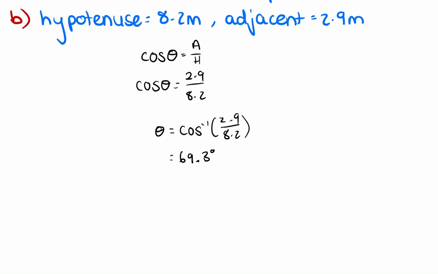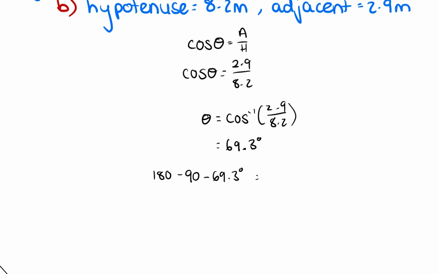69.3 degrees. Then to find my third angle, I'm going to go 180, take away that 90, and take away the 69.3 degrees I just found. That's going to give me that last angle, and that gives us 20.7 degrees.